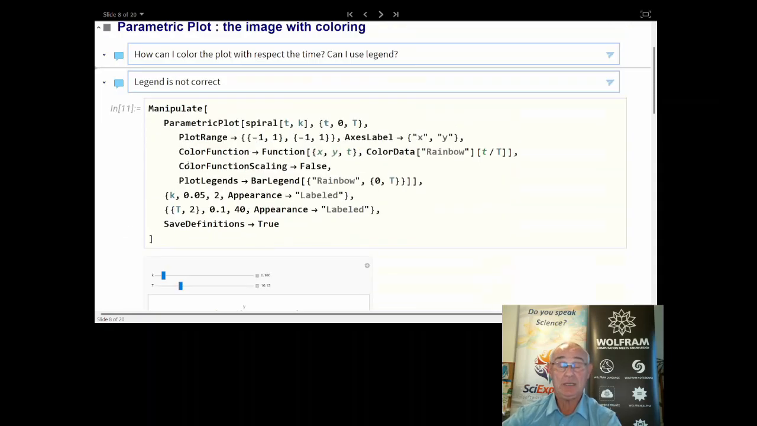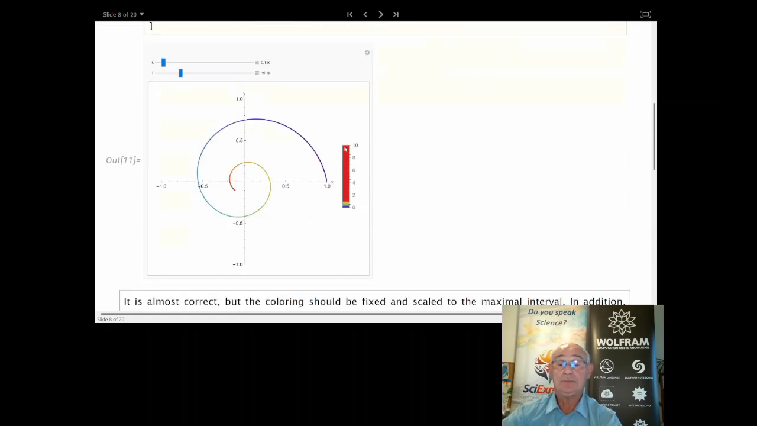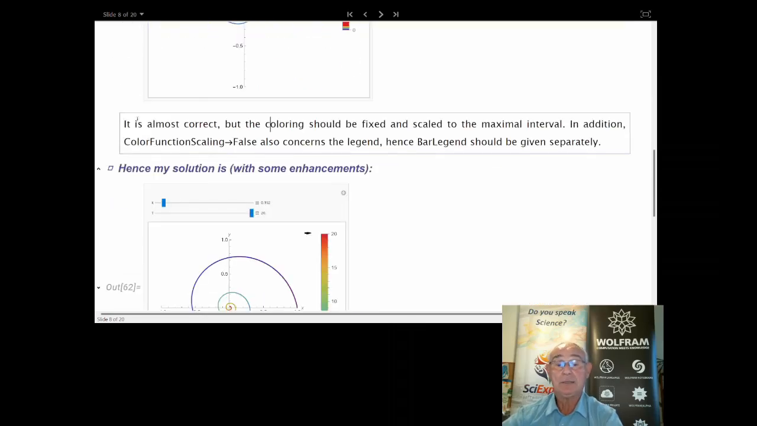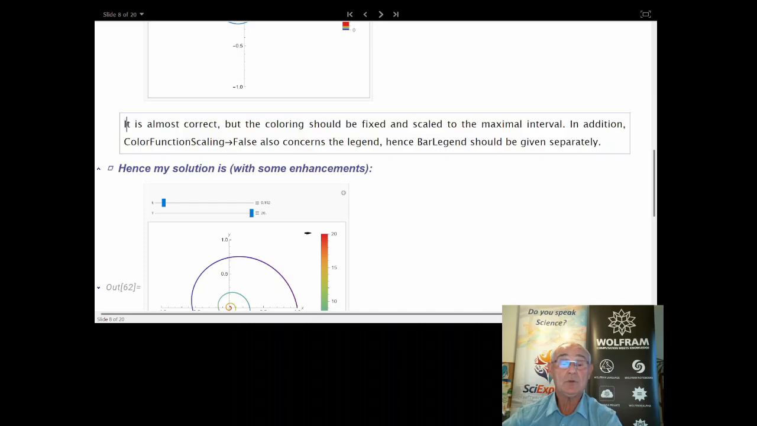Okay, I obtained the modified version. It was perfect, but in the legend the coloring was not correct. It's changing. I want the complete color scale on the whole interval. I needed to modify the figure. That's why we need some programming also in Mathematica, and we should not trust only Notebook Assistant.